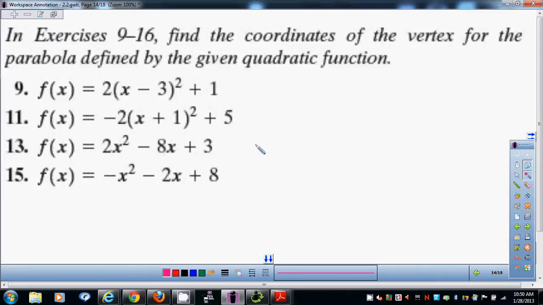Negative b over 2a, negative negative 8 over 2a. So what's that going to give me? 2. Plug that in to find your y value. 2 squared times 2 is 8, minus 8 times 2, plus 3, negative 8 plus 3, negative 5.